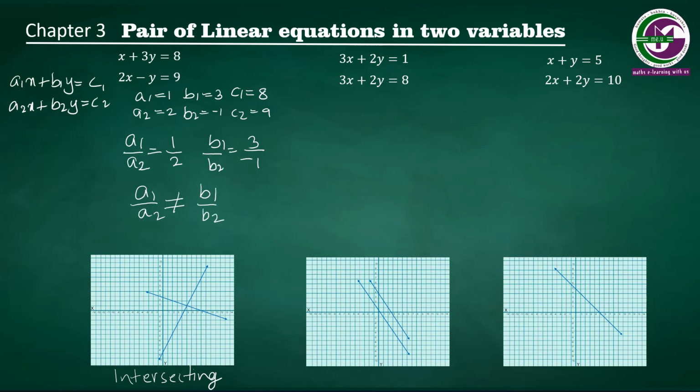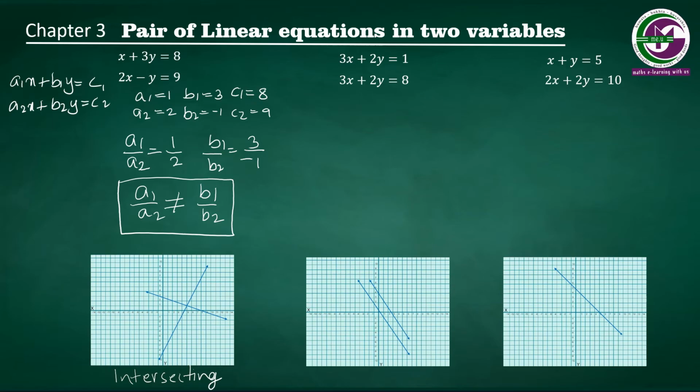Or we can say when a1 by a2 is not equal to b1 by b2, the graph will be intersecting and you will get a unique solution for the pair of linear equations. I'll repeat, when the coefficient ratio a1 by a2 is not equal to b1 by b2 for the given pair of linear equations in two variables, the graph of the pair will be an intersecting graph and it will have a unique solution. That means one value for x and one value for y. Clear? Now the second case.